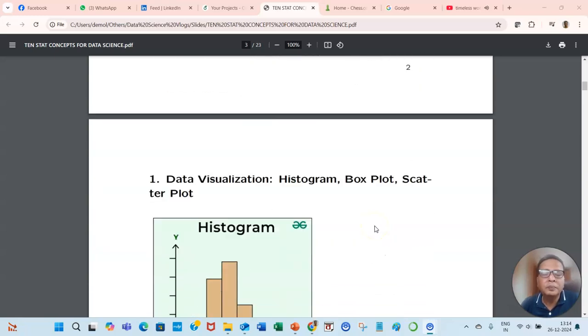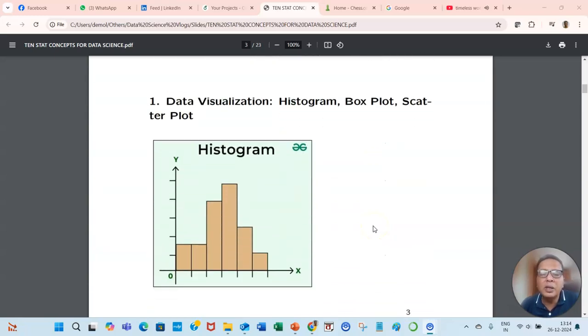To start with, data visualization. Just looking at the numbers, just looking at the data, one doesn't understand anything. So we need to summarize the data. So these are the data visualization, or sort of summarization of data.